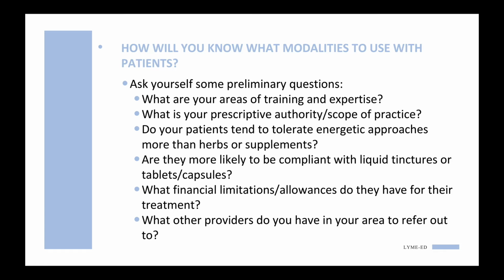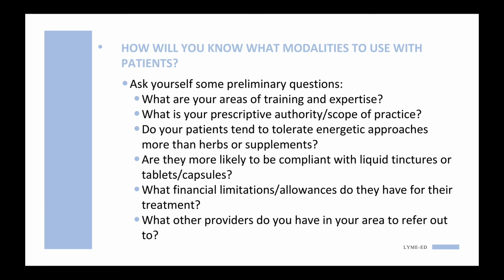What financial limitations and allowances do they have for their treatment? With chronic Lyme, it's hard because a lot of people have been misdiagnosed for years and they've tried this treatment and tried that treatment and put money into this and money into that. And it's really hard. And some people have a greater capacity for that than others.